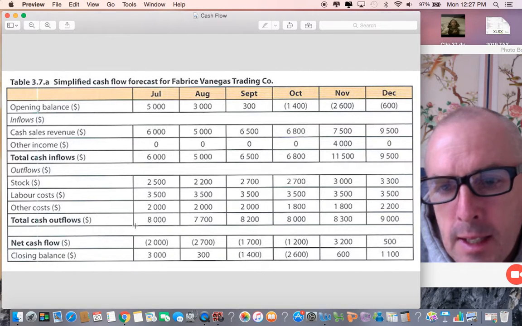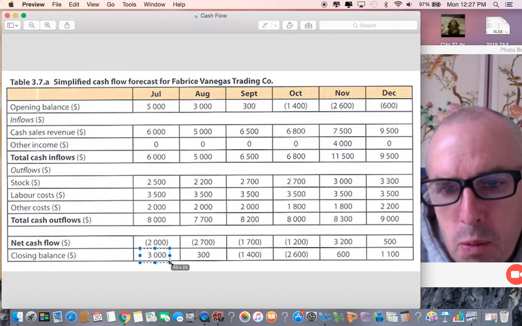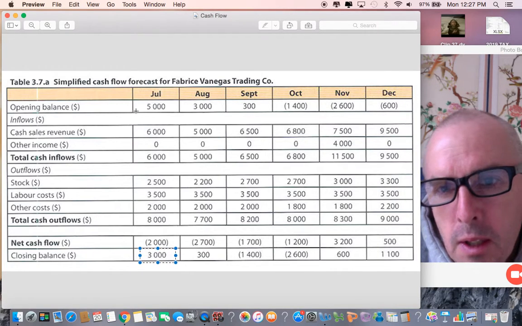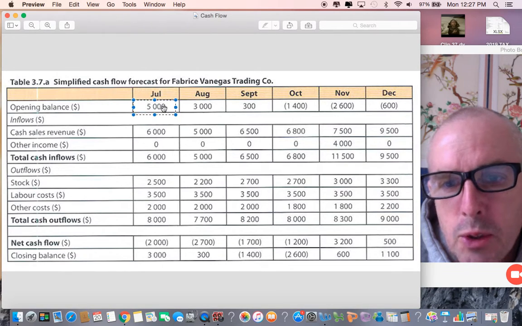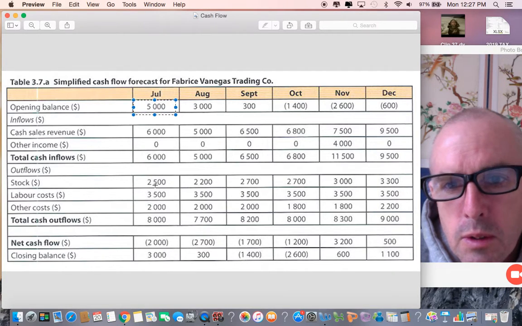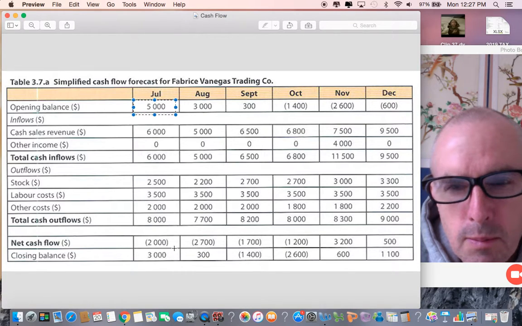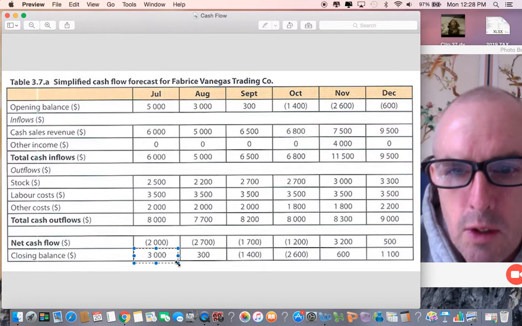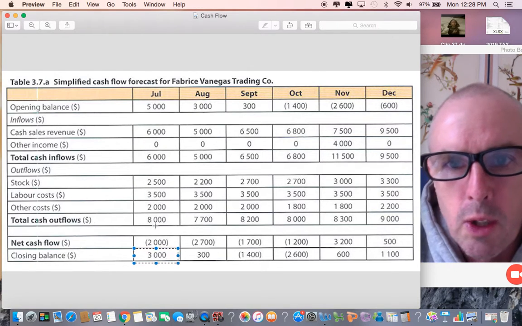However, at the end of the month, you ended up with 3,000. How did this happen? At the beginning of the month, remember, you had this initial balance of 5,000. So you take your total inflows minus your total outflows, and you get negative 2,000. 5,000 minus 2,000 gives you a balance of $3,000 at the end of July.